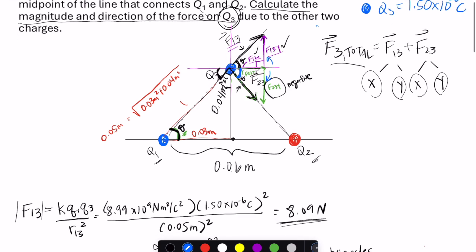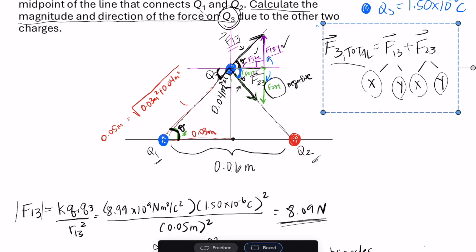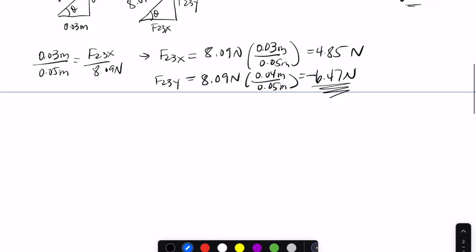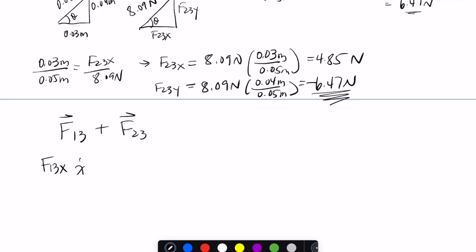So now we're going to basically plug everything into this equation here, okay? So we're going to add the F13 vector to the F23 vector. And so remember, the way we write these in vector notation is we do F13x, I don't know if you use x hat or i hat to denote the unit vectors. I'll do x hat, okay? And then we're adding that to F23x x hat. And that's going to tell you that you add like unit vectors.